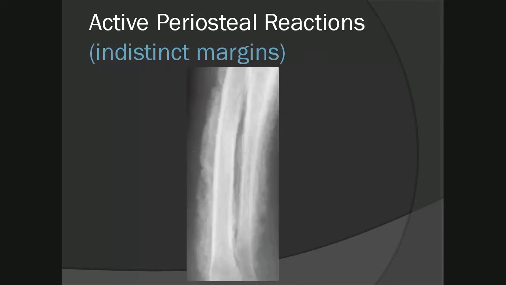In this case, especially if you look craniodistally over the radius, the periosteal reaction margins are very indistinct, and it's not really clear where their margins are. That is consistent with an active periosteal reaction, whereas some of the bone more proximally is much more mature. So this is a nice slide that shows the contrast between the two.